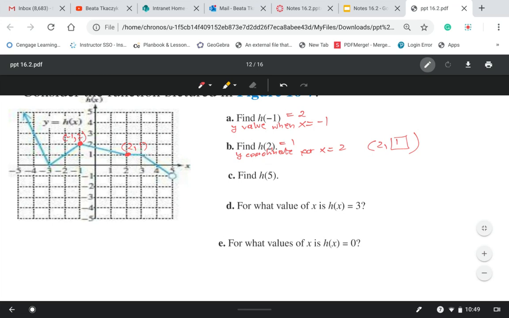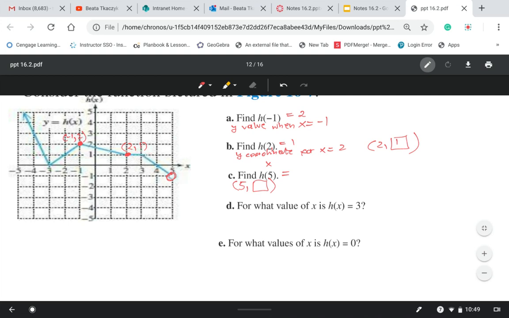Find h of 5. H of 5. So the same thing. Find the y coordinate when x is equal 5. So locate on the graph point 5, comma, something. So we have to figure out what is the y coordinate for x equal 5. So when x equal 5, that's the point which has an open circle. So let's talk about it. Open circle, that means this point does not belong to the graph. So we can't evaluate.